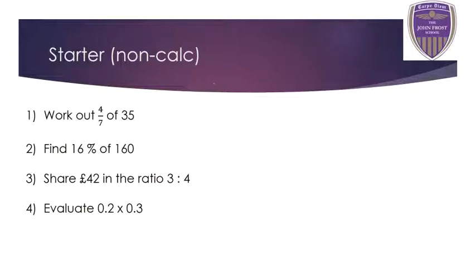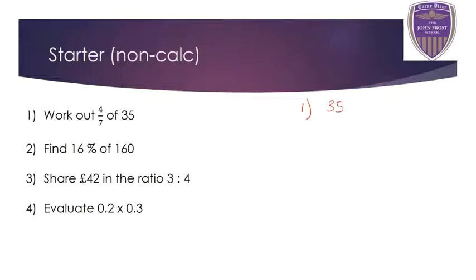Okay, welcome back then. So for number one, I'm going to do the working over on this side. Work out 4/7 of 35. So just need to remember this rule, don't we, for a fraction of a quantity, because that's what this question's asking us to do. It's always divide by the bottom and multiply by the top.